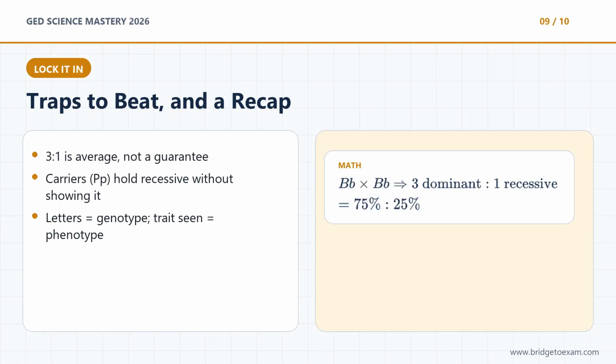Let's lock in the traps. 1. Confusing guarantee with probability. 3 to 1 is an average, not a promise for a small litter. 2. Thinking a recessive allele cannot be carried. Heterozygous carriers, like Pp, hold a recessive allele without showing it. 3. Mixing up genotype and phenotype. The letters are the genotype, the visible trait is the phenotype. 4. Miscounting. A Bb by Bb cross gives 3 dominant to 1 recessive, which is 75 to 25%. The recap. Draw 4 boxes, fill them, and count.